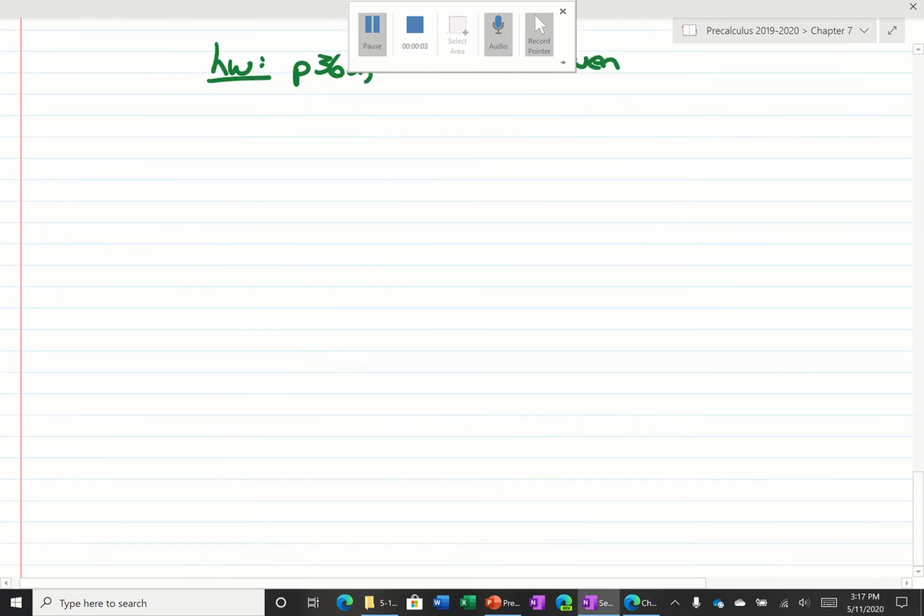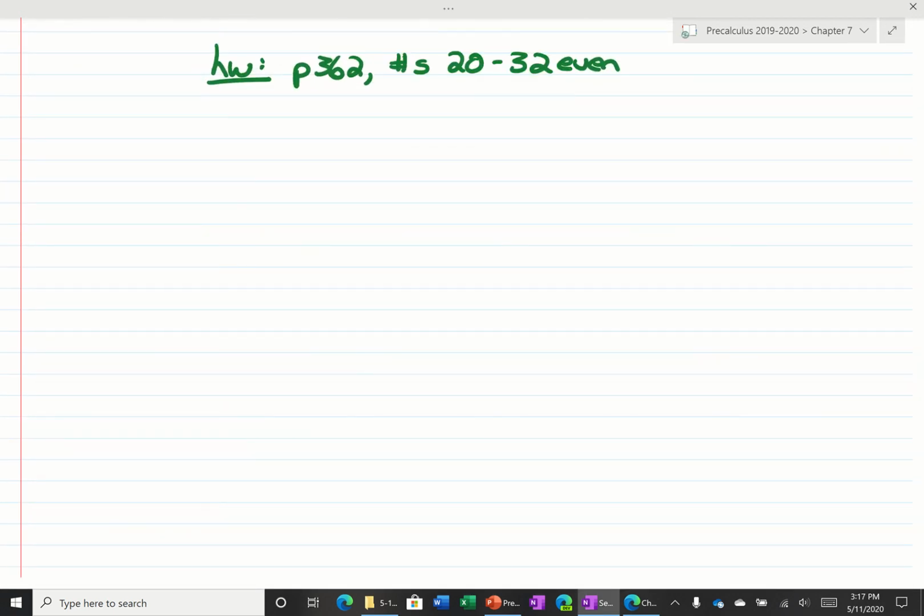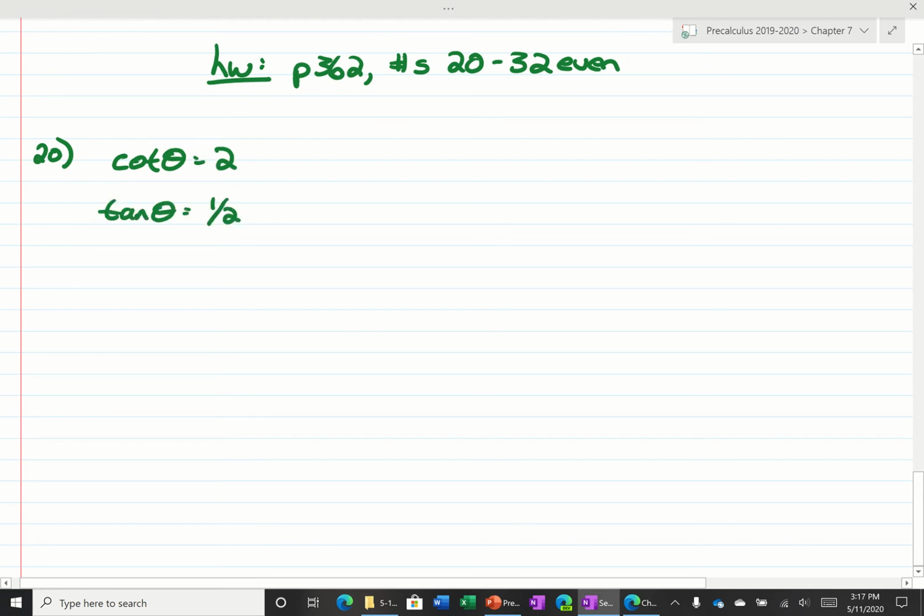Alright, so let's go over your homework. I'd ask you to do on page 362, 20 to 32 even. So for number 20, it says if cotangent of theta is 2, find the tangent of theta. Well, they're reciprocals, so tangent would be 1/2.